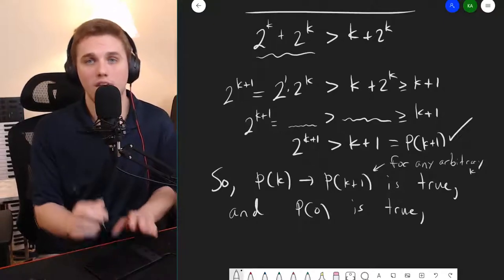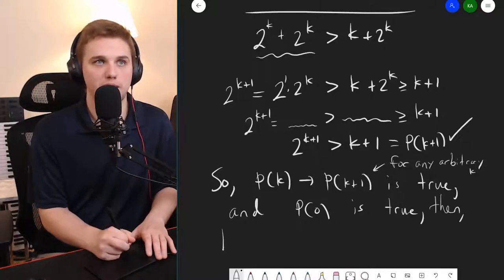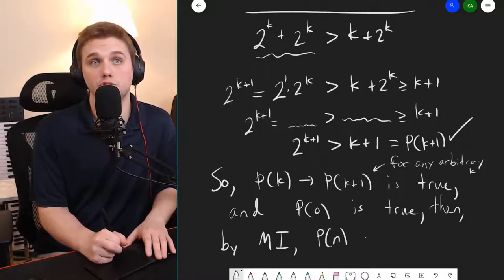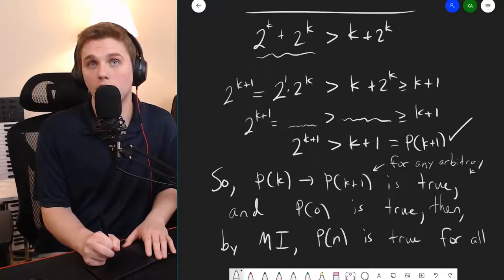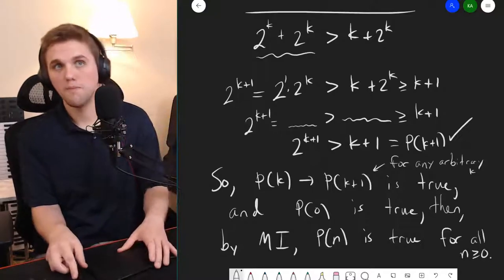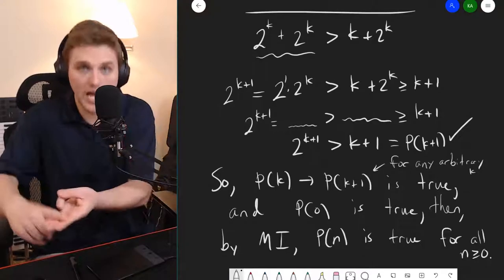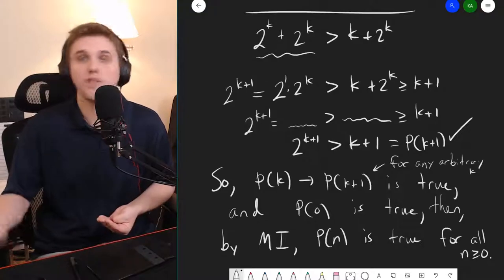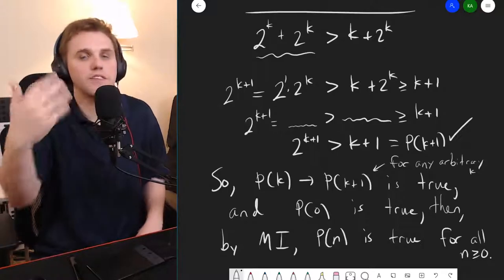Then this is where you have to have this in your proof. Then, by mathematical induction, P of N is true for all N, I should say N greater than or equal to 0. So we showed that P of 0 is true. Well, P of 0 implies P of 1 is true. Well, P of 1 implies P of 2 is true. Well, then P of 2 implies P of 3 is true. Well, if P of 3 is true, that means P of 4 is true. But if P of 4 is true, then P of 5 is true. But that means that, you see what happens here.